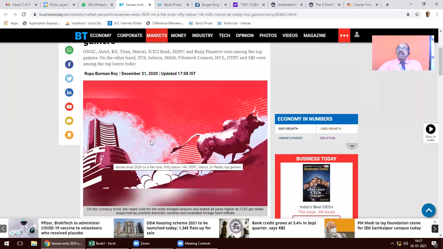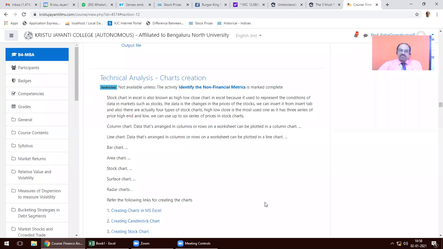That is why, as per our syllabus, the second unit is full of technical analysis. What I have shown from the LMS is only technical analysis. I hope you have studied the difference between fundamental analysis and technical analysis. Today's class is about technical analysis for analytics, not for financial decisions. How you are going to prepare the technical charts.